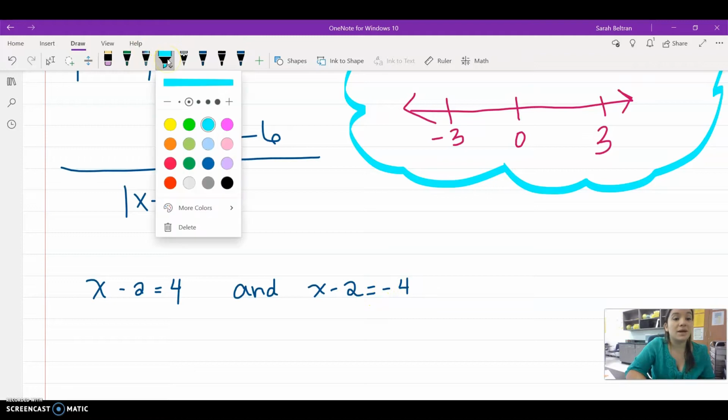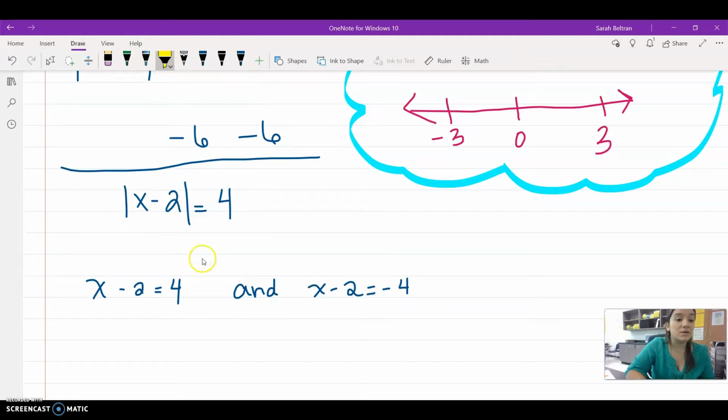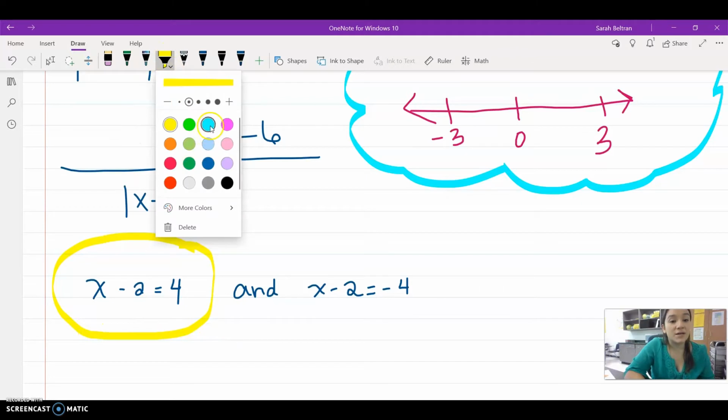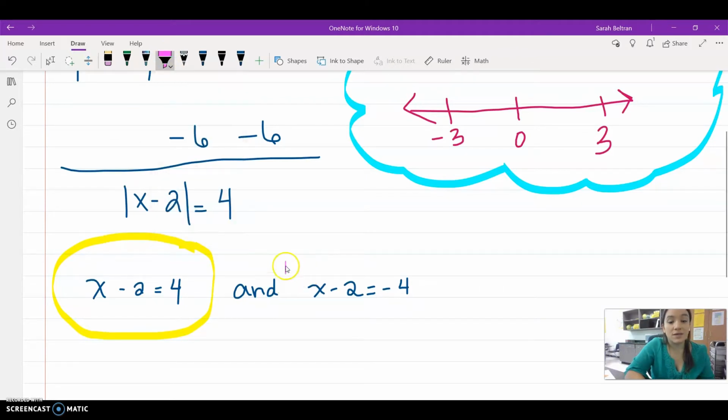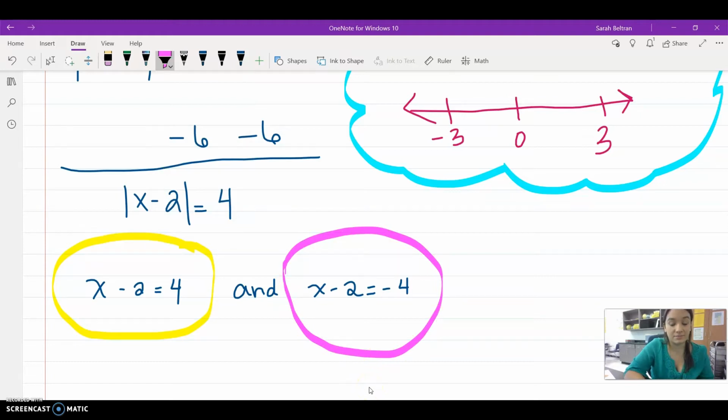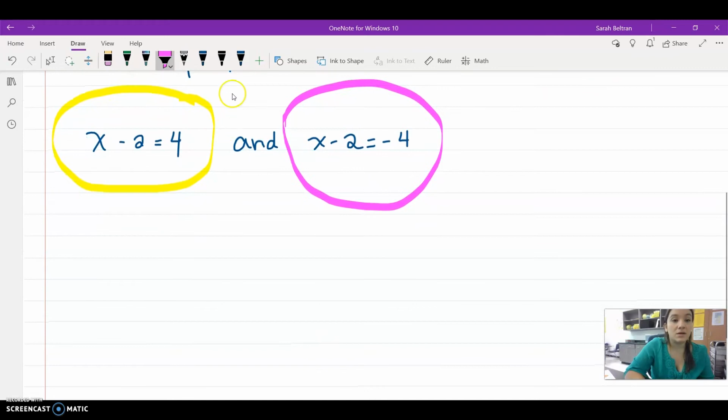My next question for you is, what is the answer here? Okay, my next question to you is, what is the solution here highlighted in pink? Okay, now what are my final answers?